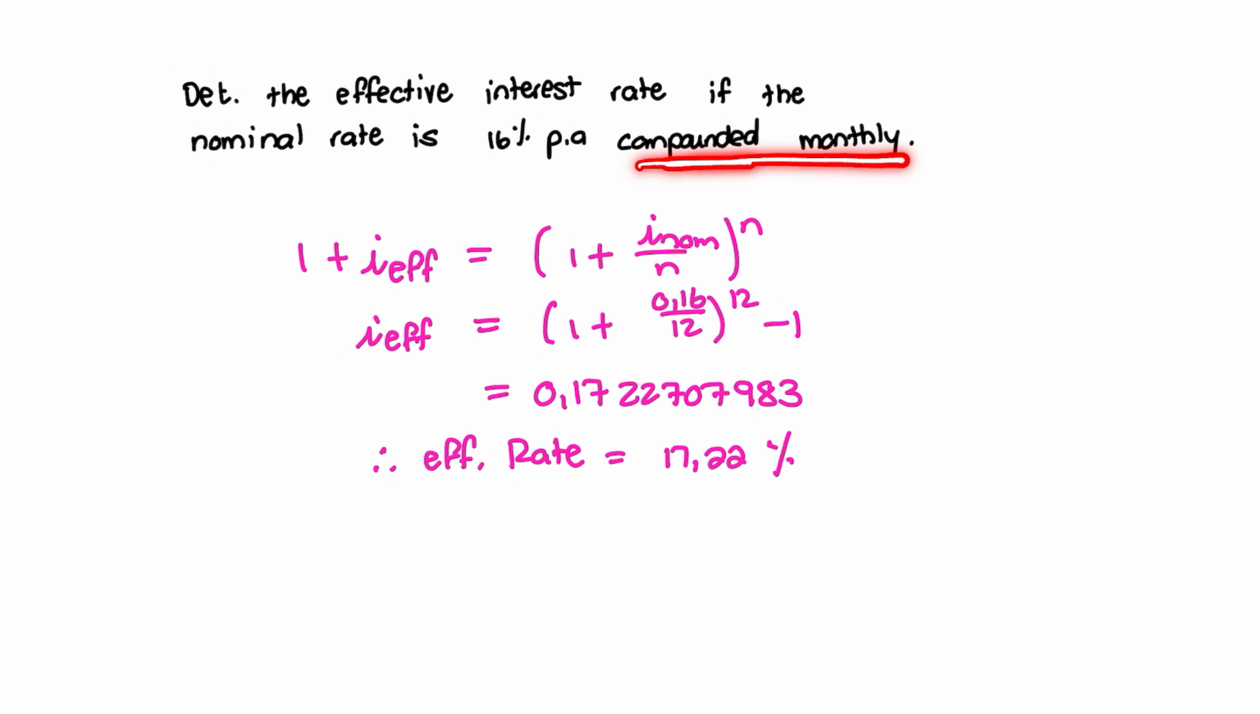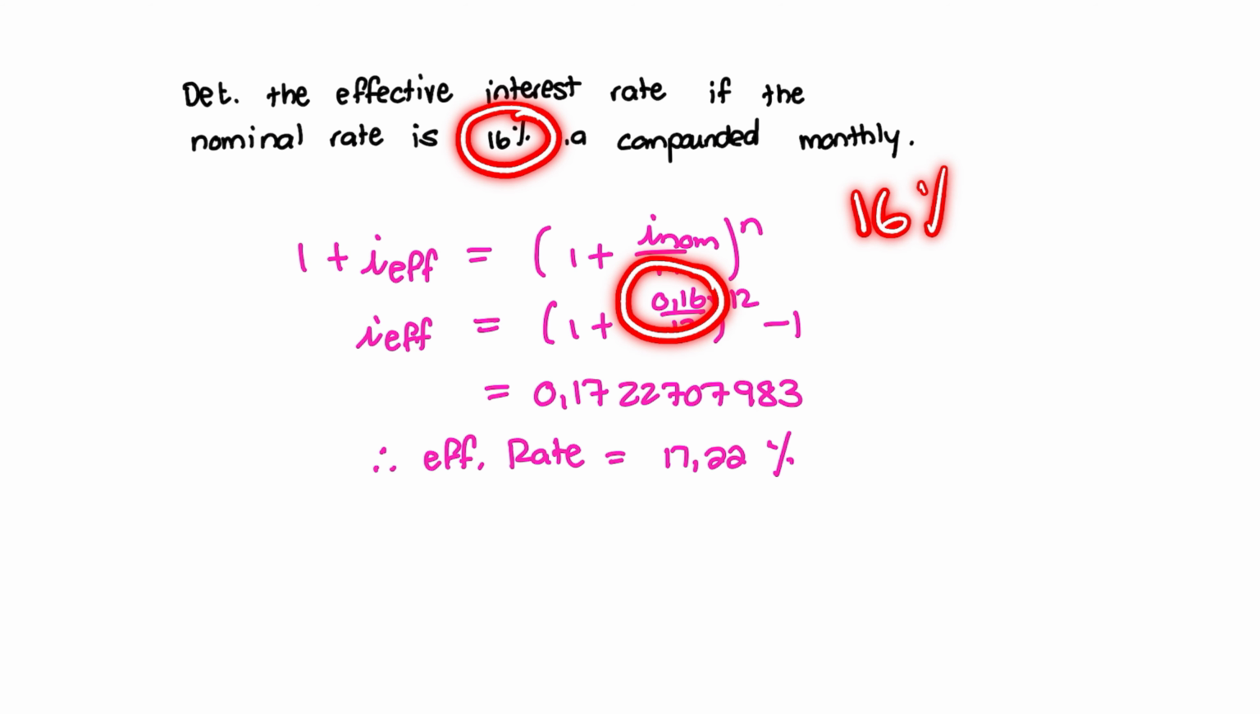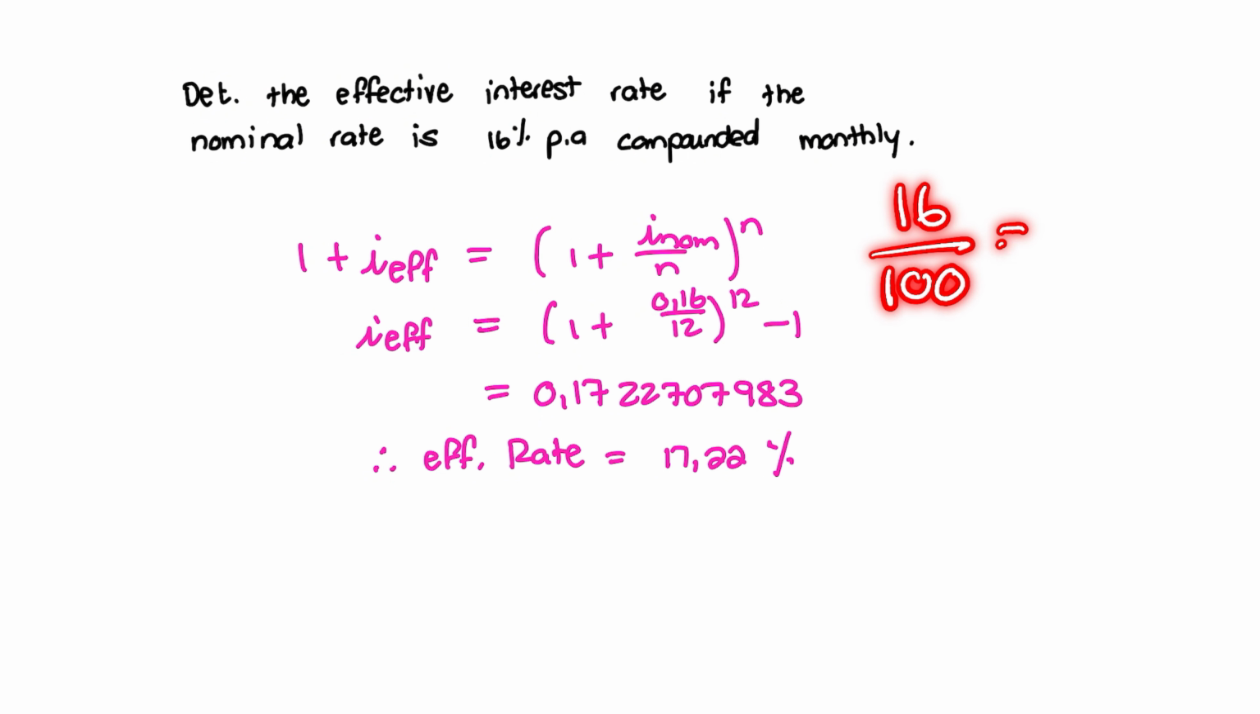We are compounding monthly, so that is why our n value here is 12. Next, 16% can be written as 0.16. So we take 16% or 16 and divide it by 100, and that becomes 0.16. So that's our second substitution.